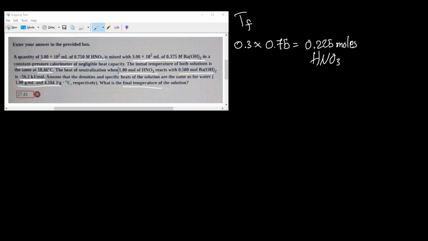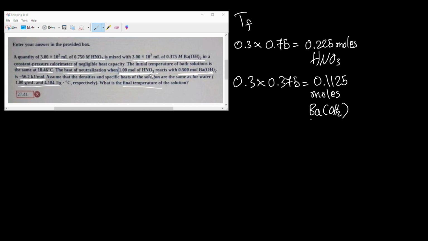For Ba(OH)2, we'll do the same thing. So 0.3 times 0.375, and you'll get 0.1125 moles of Ba(OH)2. Since both quantities of the solutions are exactly as we want them, half a mole of Ba(OH)2 for every 1 mole of HNO3, then we could use either one in our equation.